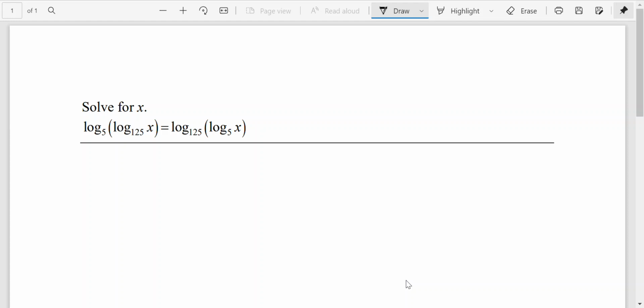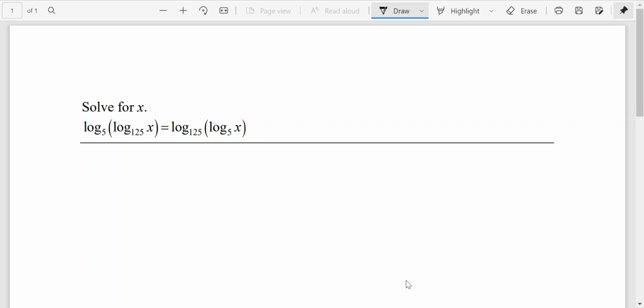Hi everyone, let's solve this logarithmic equation. Log base 5 of the log base 125 of x equals the log base 125 of the log base 5 of x. Go ahead and pause the video and give it a try.